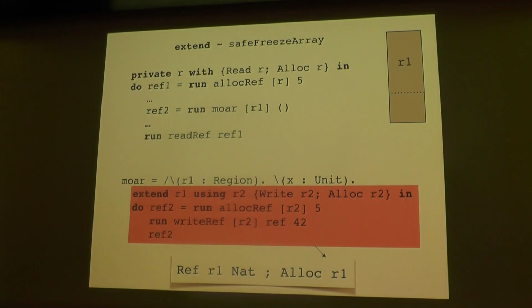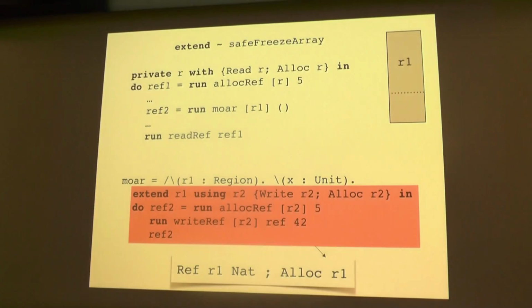So yeah, in this system, this extend primitive is safe freeze array, not unsafe freeze array. So I've got safe perform IO and safe freeze array. And it's simple, that's it.